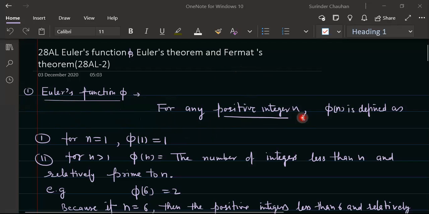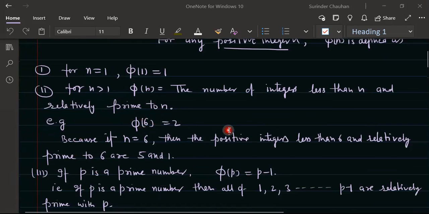For any positive integer n, phi n is defined as follows: for n equal to 1, phi 1 is equal to 1. And for n greater than 1, phi n is equal to the number of integers less than n and relatively prime to n. What is phi n? Phi n is the number of integers less than n which are relatively prime to n. So let's give an example to show what is phi n.